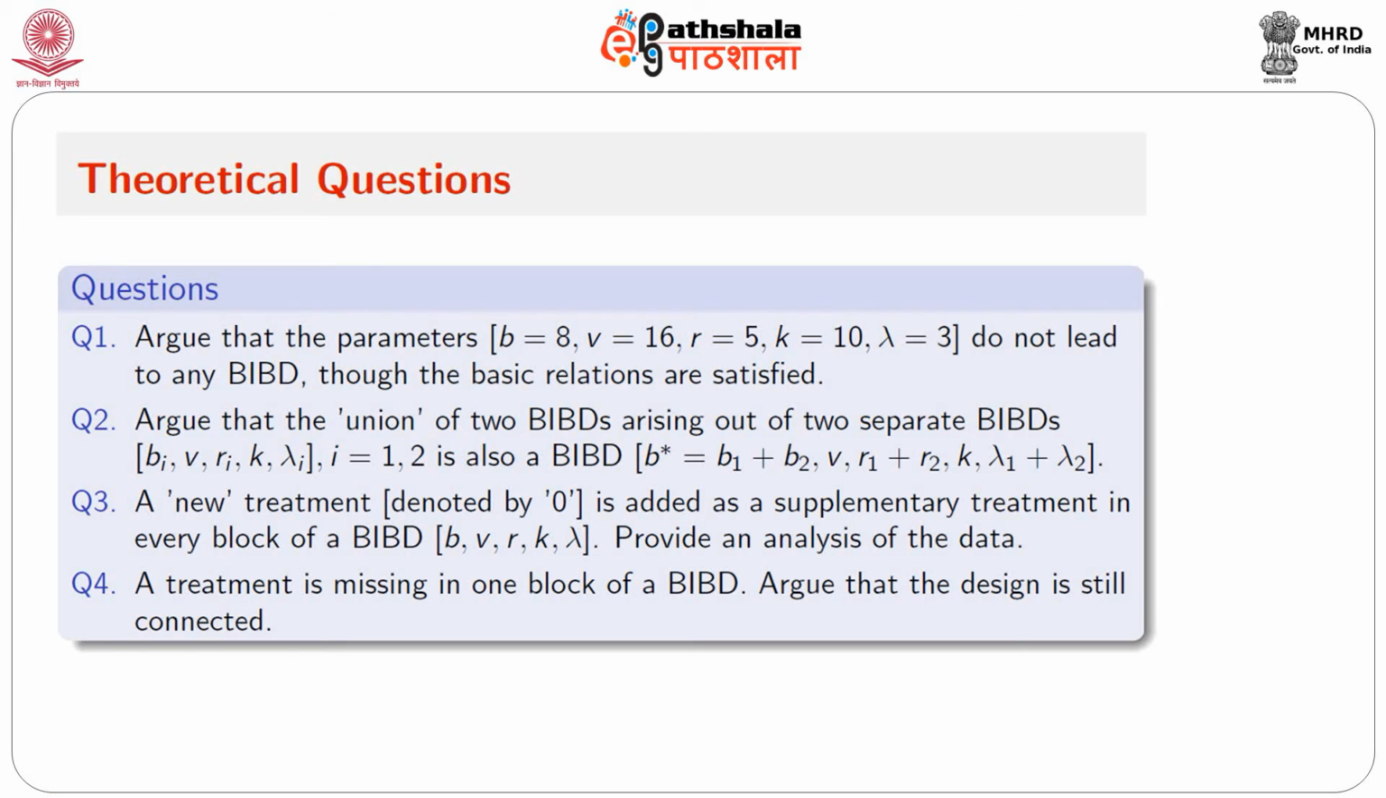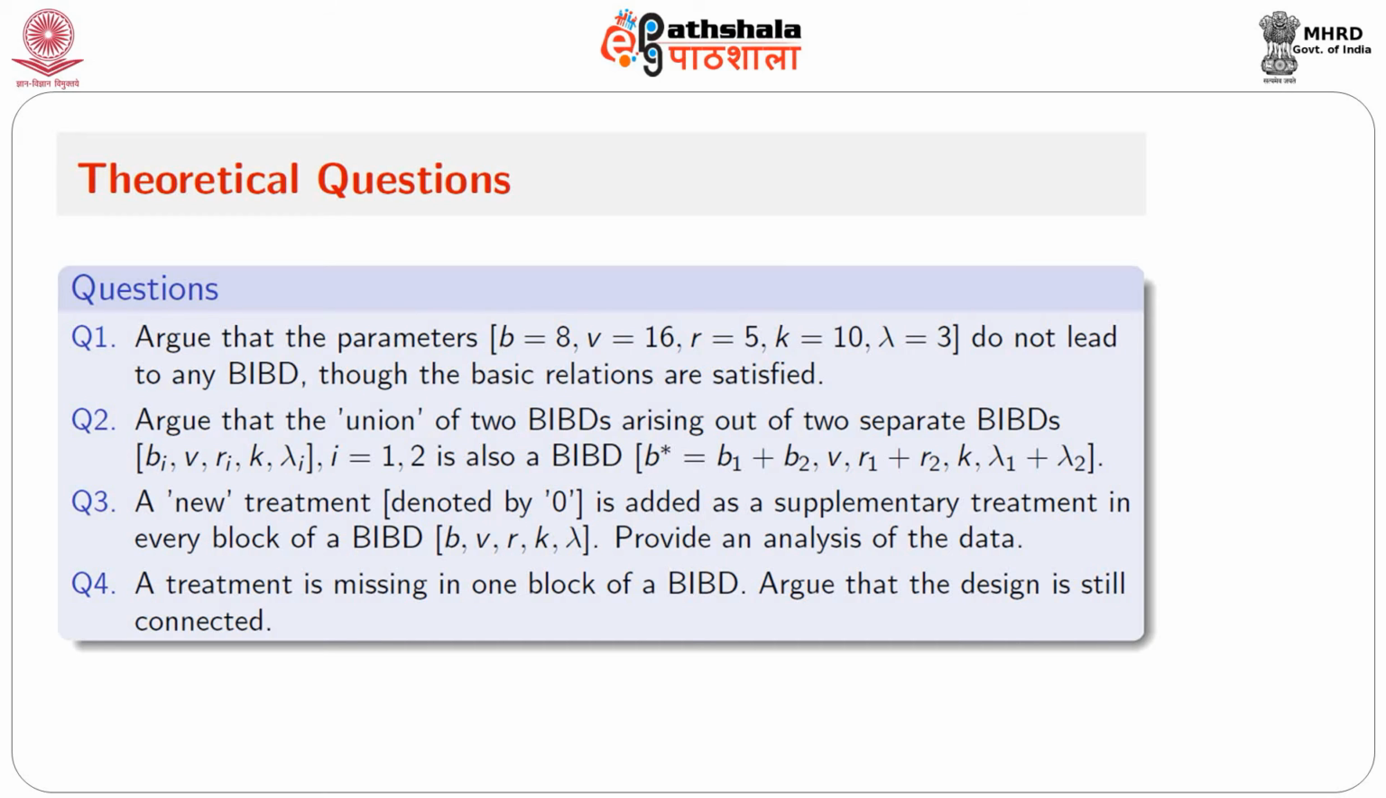Let us take up some questions now. The first question is: argue that the parameters b equal to 8, v equal to 16, r equal to 5, k equal to 10 and lambda equal to 3 do not lead to any BIBD, though the basic relations are satisfied.